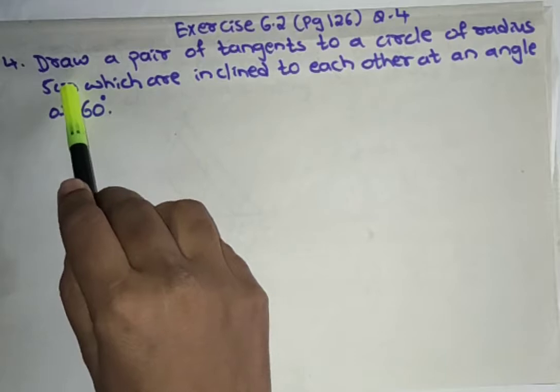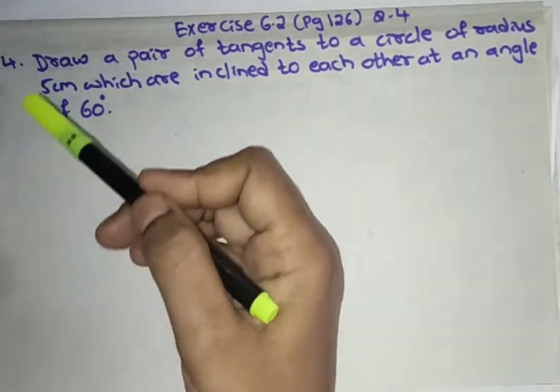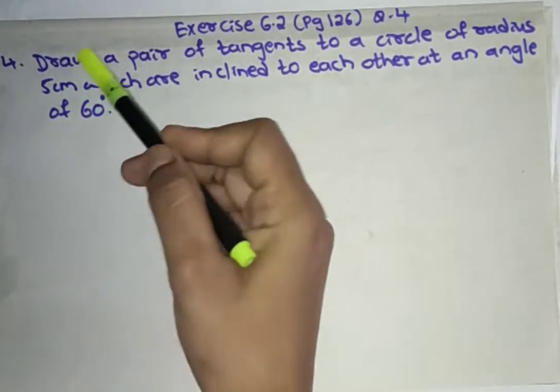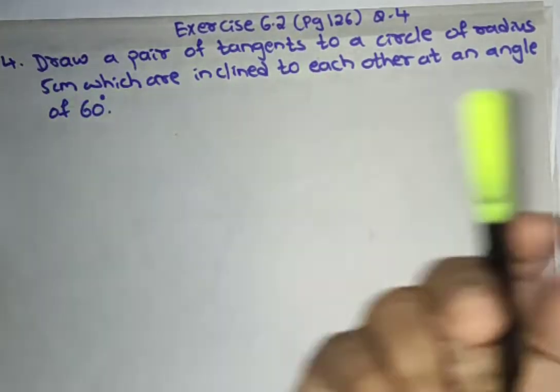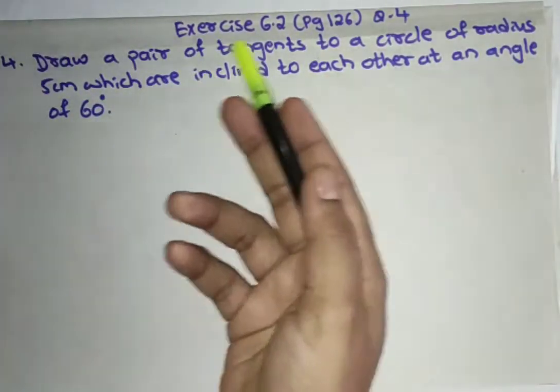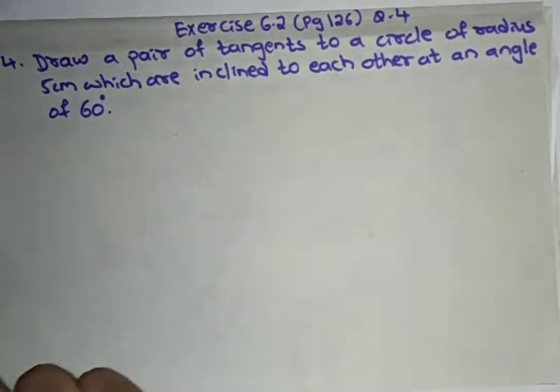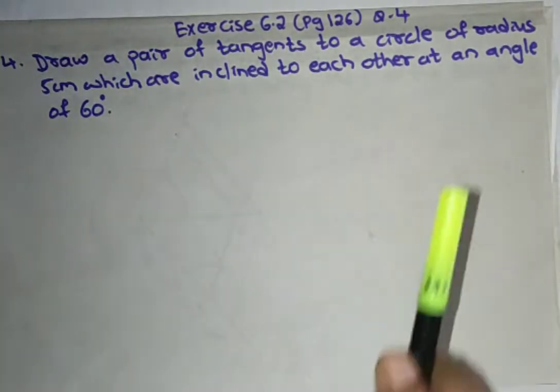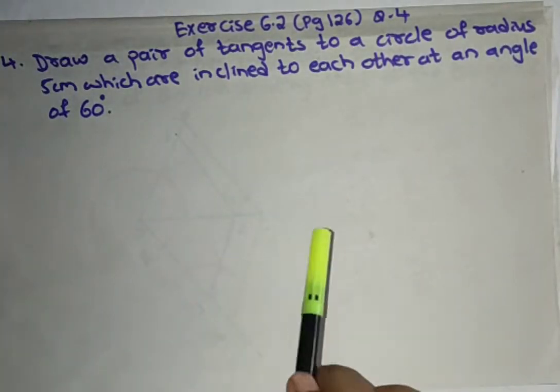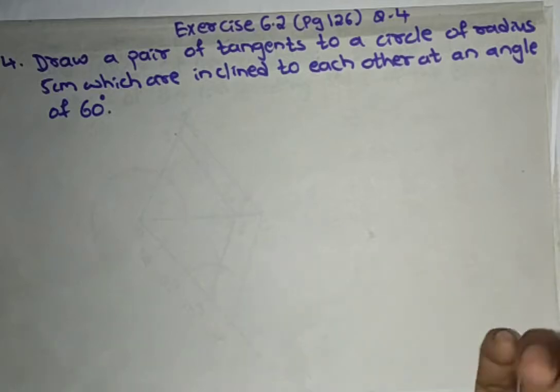In 2019 they gave 4 centimeter. This year they gave 3 centimeter. Who knows, in 2021 you may get 5 centimeter or whichever radius they give. But you should be able to construct this, which is a very easy question for 2 marks and a fixed question.